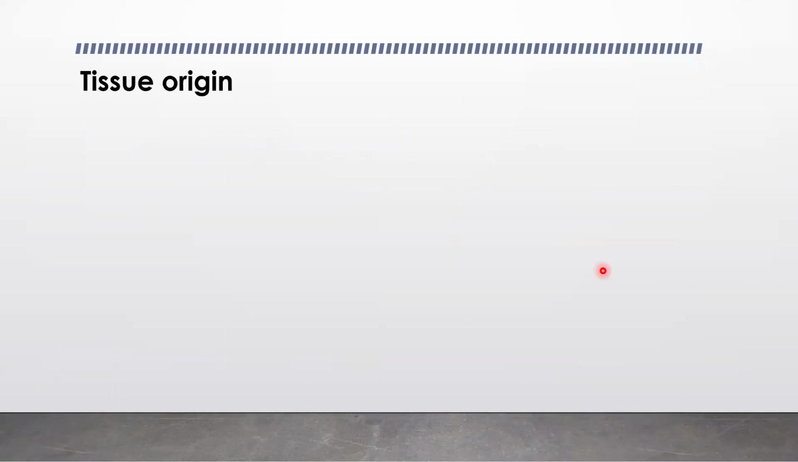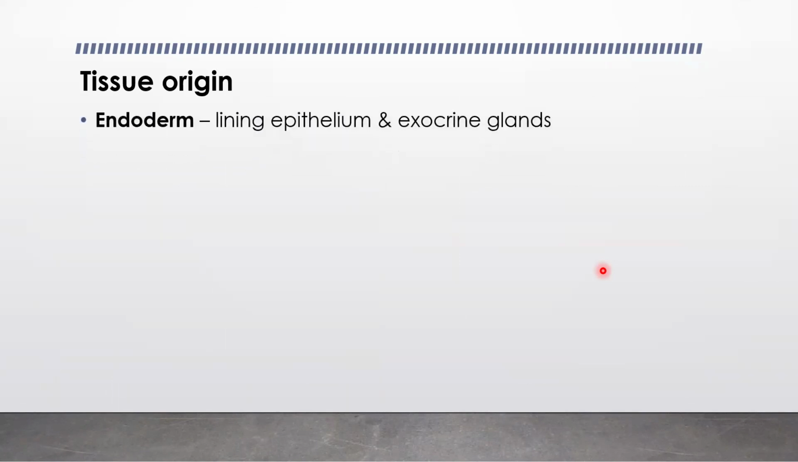For the whole of the GI, the tissues of origin will be few, about 4 or 5 of them. One of them is the endoderm, and the endoderm will give us the lining epithelium of the whole tract and the exocrine glands. The exocrine glands at this point, we're talking about the liver, the pancreas, the salivary glands. Mind you, I haven't talked about the spleen. So it's the liver, the pancreas, the salivary glands, and even actually the gallbladder. All of it will be coming from the endoderm.